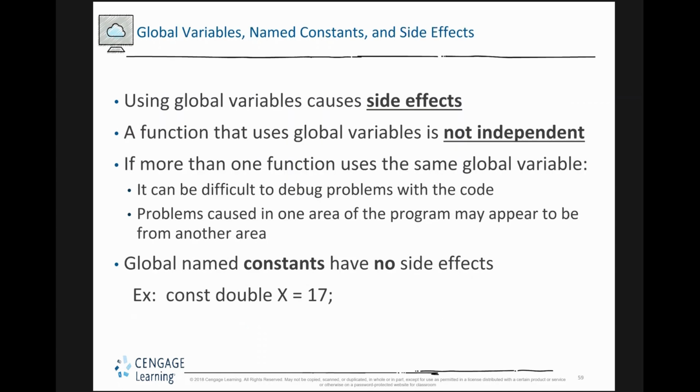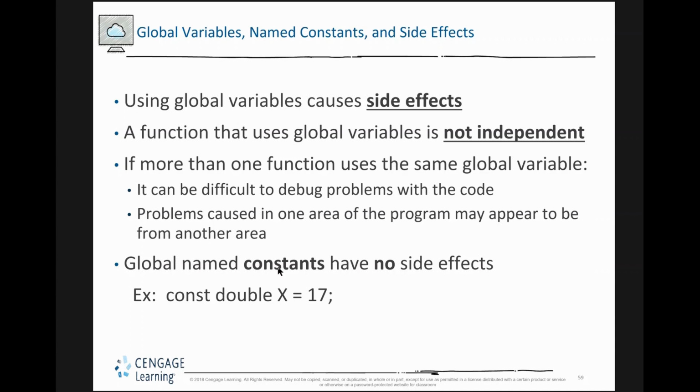As stated earlier, using global variables can cause side effects. A function that uses global variables is not independent. So if you want your function to be independent, you don't need to use global variables. If more than one function uses the same global variable, it can be difficult to debug programs with the code, and problems caused in one area of the program may appear to be from another area. That's what makes it so difficult.